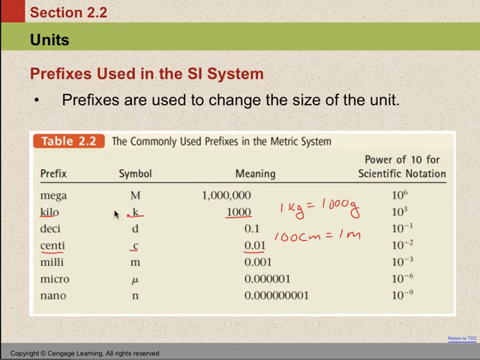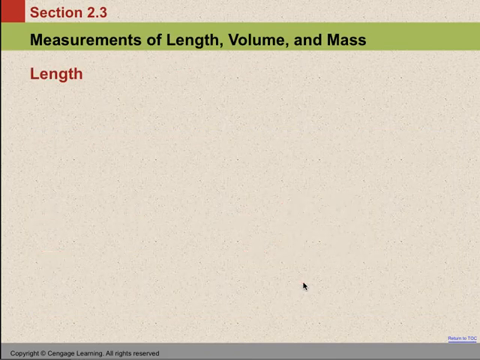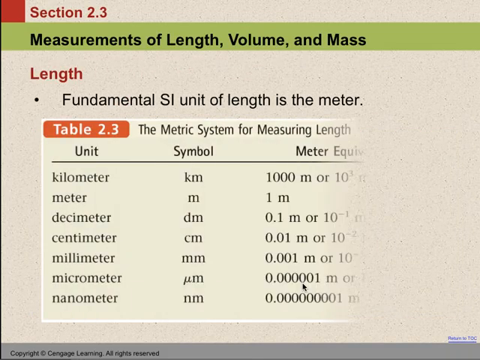If you notice, 1 kilo is 1,000. Centi, 100 centimeters in a meter. You need to know milli. Milli, 1,000 milliliters in 1 liter. If you know those 3, you're doing pretty good. Those are the 3 that are expected, we can use them in class, and you know them. Length, it's the meter. Know the meter.